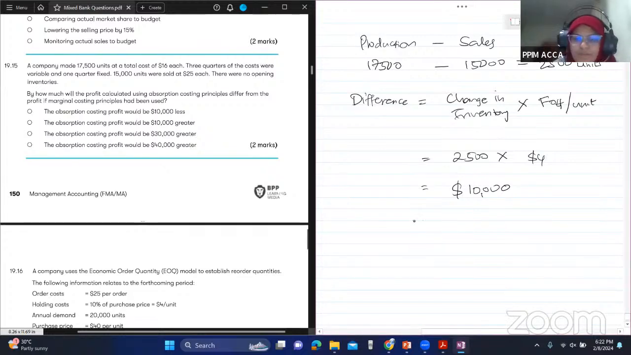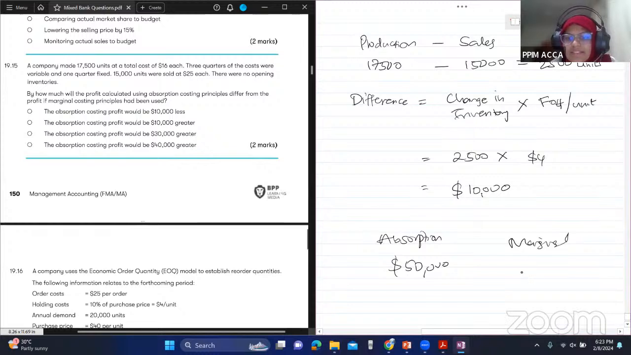Now, in this question it's not given, but let's say the absorption costing profit was 50,000. We know that the difference between absorption and marginal will be 10,000. But now the question is, is marginal 60,000, because then also the difference is 10,000, or is it 40,000? Then also the difference is 10,000. One is higher, one is lower. We know that the difference between absorption and marginal is 10,000, but we don't know whether absorption is going to give the higher profit or marginal is going to give the higher profit.